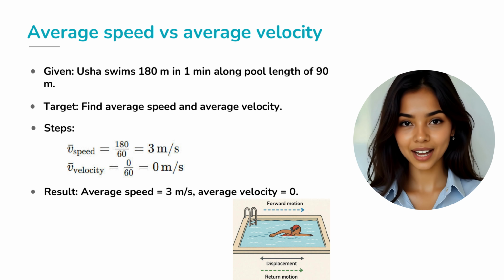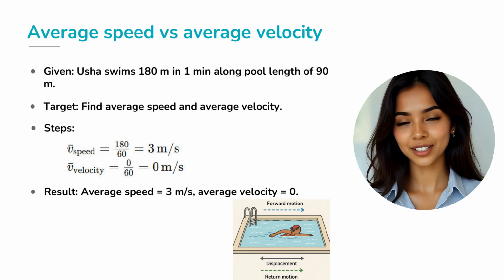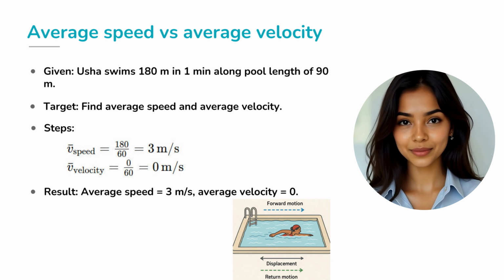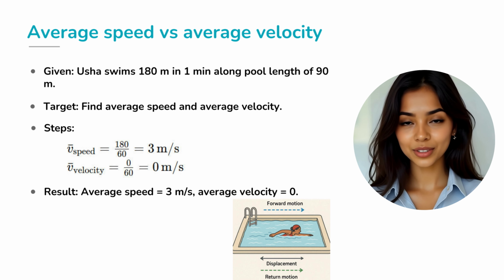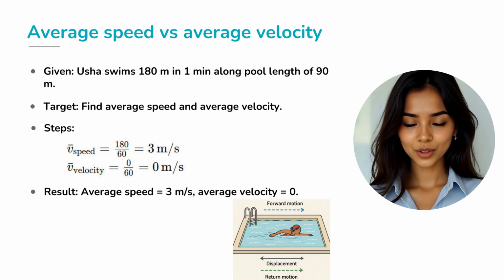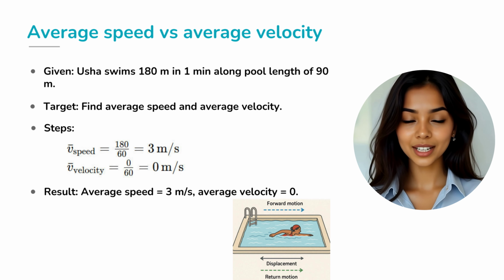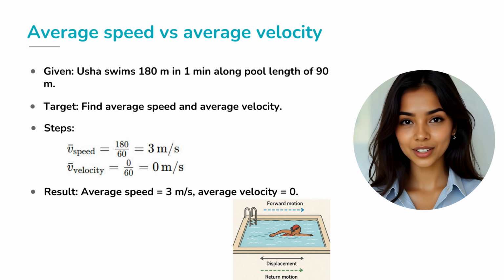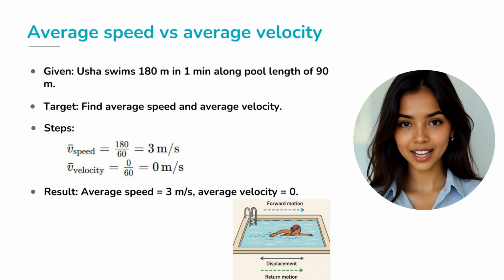But what about average velocity? Her starting point and ending point are the same. That means her displacement is 0. And since velocity equals displacement divided by time, her average velocity is also 0. So here's the takeaway. Speed and velocity may give completely different answers depending on the displacement. That's the power of direction in physics.